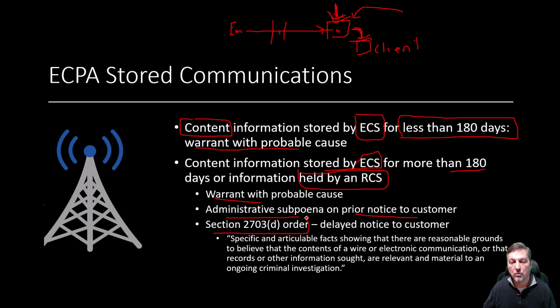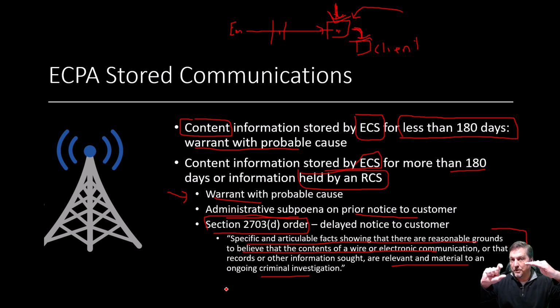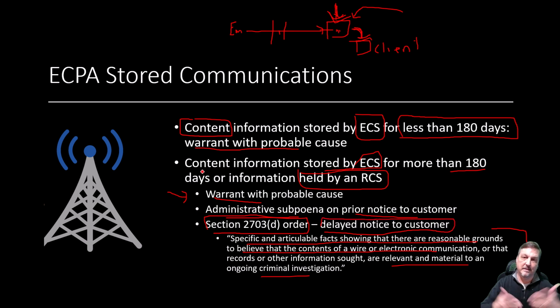Or you can get a court order called a 2703(d) order, short of a search warrant. It's still a court order, right? But notice the showing is a lot lower. There are reasonable grounds to believe the contents are relevant and material to an ongoing investigation. Well, higher than a subpoena, you still need a court to look at it, right? Lower than a search warrant. And in that case, you can delay the notice to the customer. So like a warrant, eventually the customer will find out, but the notice can be delayed.